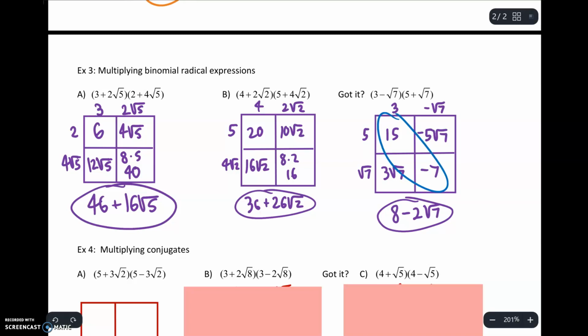It looks like we still have like terms we can combine. 15 minus 7, I got 8. Negative 5 rad 7 and positive 3 rad 7. We do want to be careful about the sign there, but that's a negative. We do get minus 2 rad 7 as the second part of our answer.